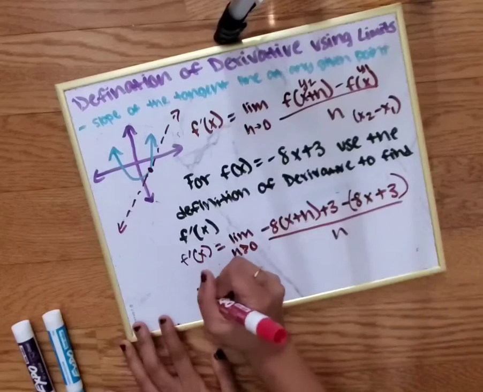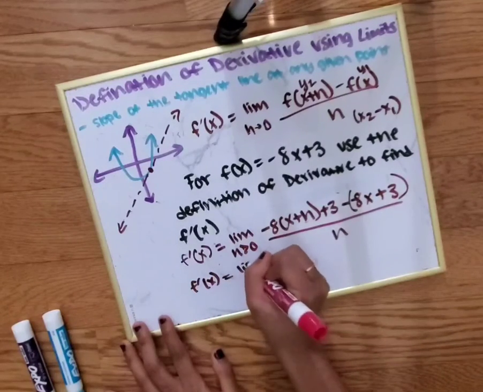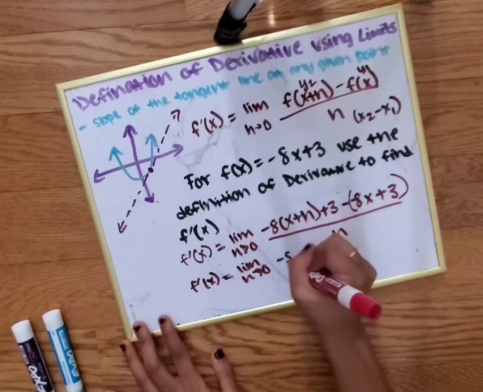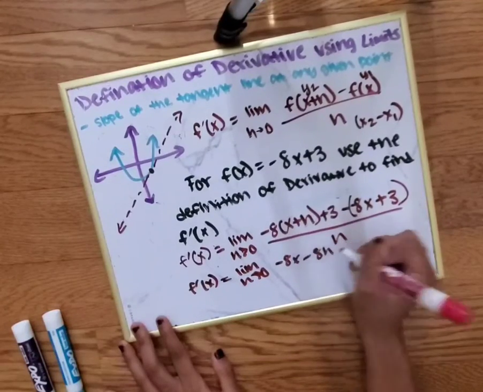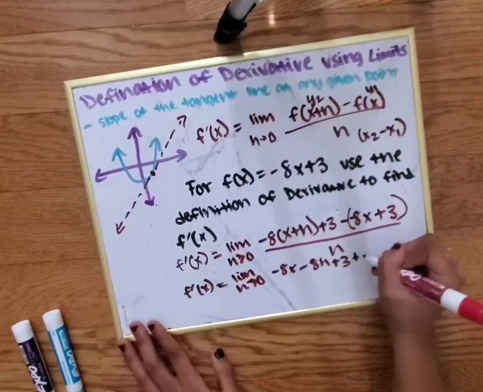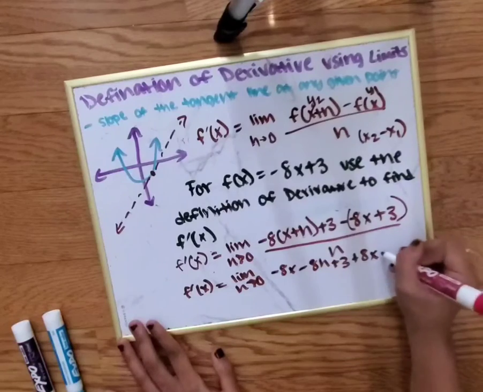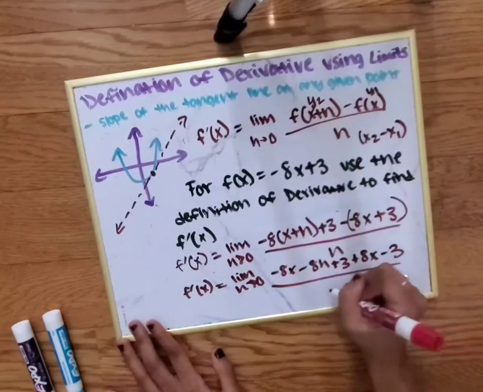Alright, so the first step, we're going to distribute the negative 8. It's really important to always write the limit as h approaches that number. So negative 8x minus 8h plus 3 minus negative 8x, because you see you have your two negatives, that's going to turn into a positive, minus 3, all divided by h.